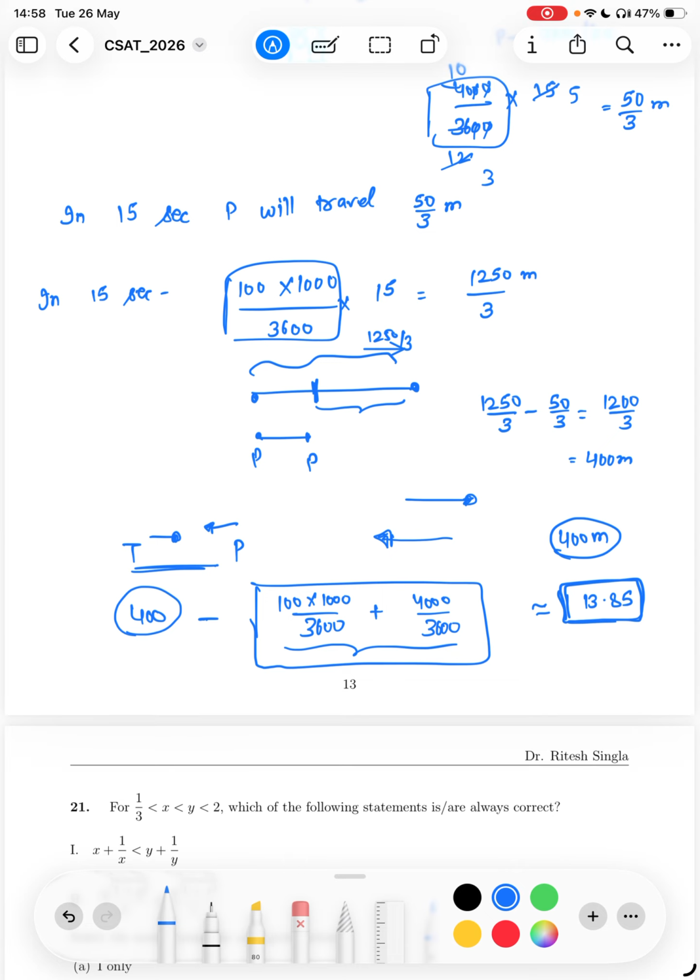Again, what we are doing is, if they are traveling in opposite directions, with each passing second the distance between the last bogie, the last point of the train, and the person will be reduced by this amount, and the total distance was 400 meters. So if you divide 400 by this, it will be 3600 upon 1040, and if you do the math you will get that it is around 13.85.